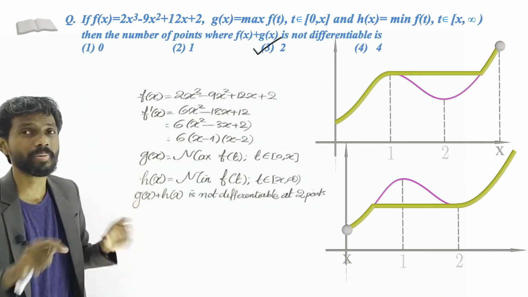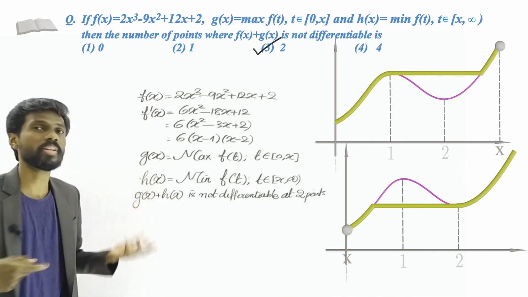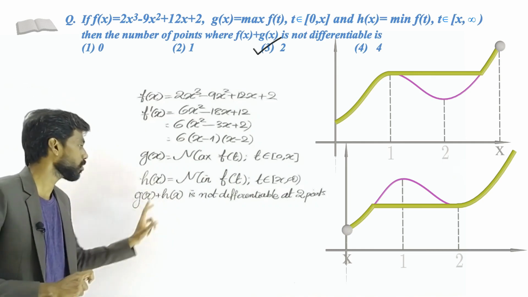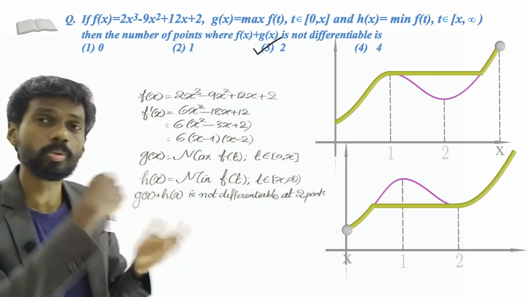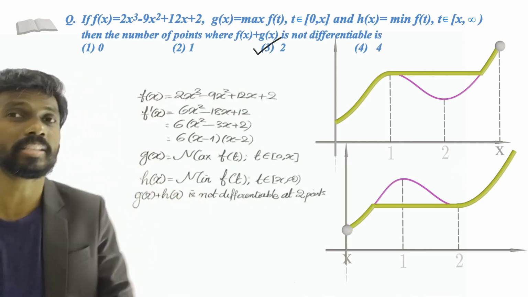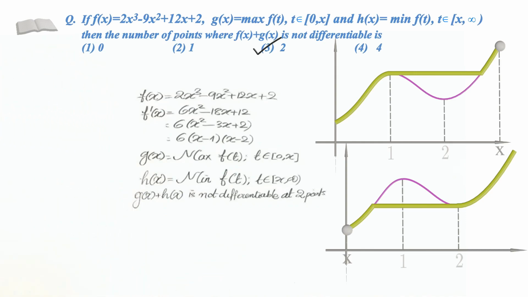If both the functions are not differentiable at the same point, then we can't say that the sum is not differentiable at that point, right? The sum may be differentiable in that case. But here, this sum is not differentiable as these two separately are not differentiable at two different points. So that means this is the answer. This function is not differentiable at two different points.